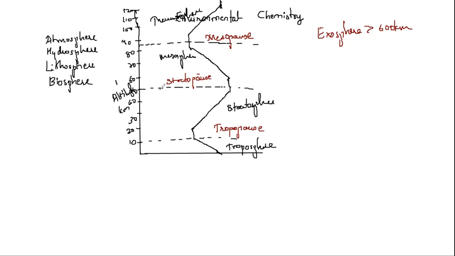Now, let me say what pollution occurs. See, around 30 kilometers above, there is one layer which protects the earth from harmful radiations. That layer is called what? The ozone layer. So we are going to discuss in the stratosphere the depletion of the ozone layer, and in the troposphere the various pollutions which are being caused in the atmosphere.